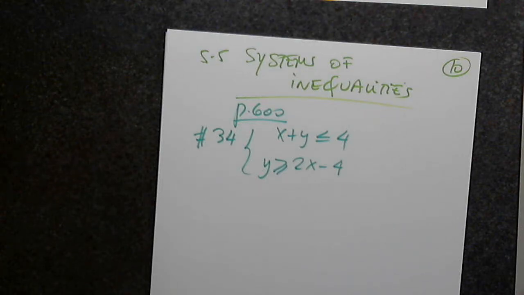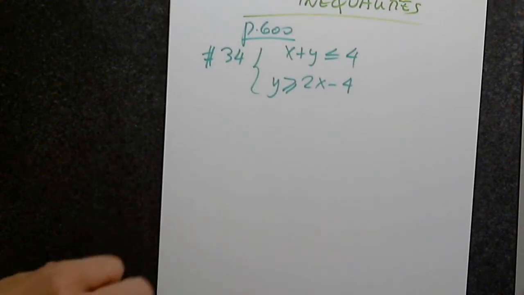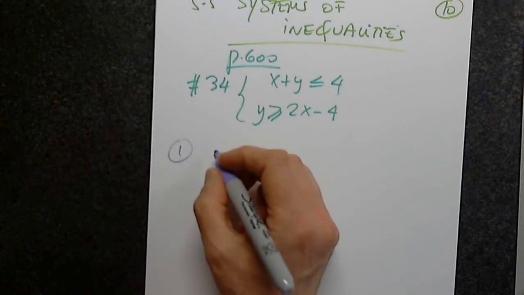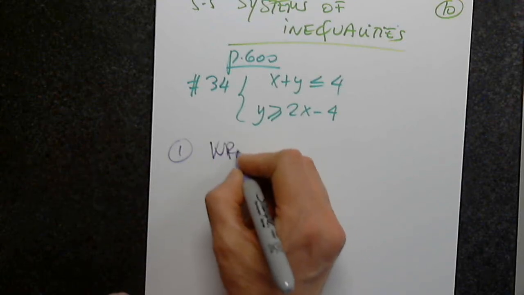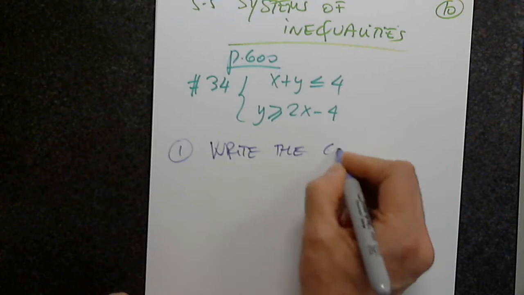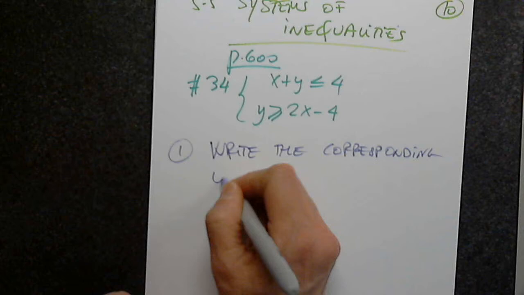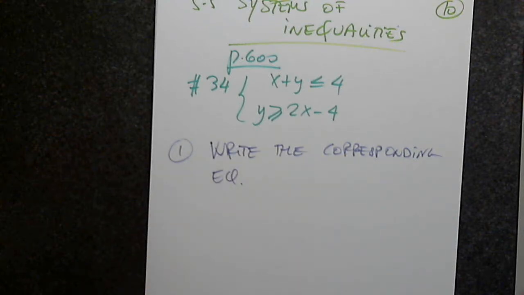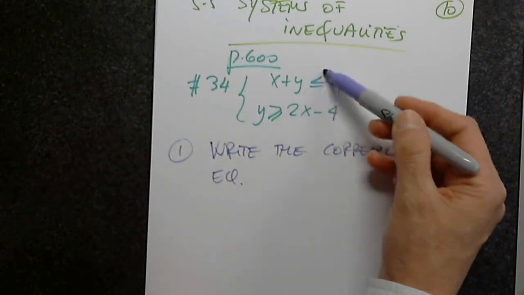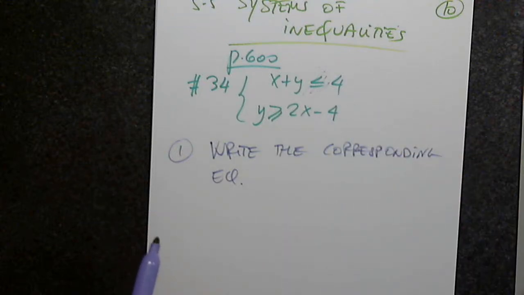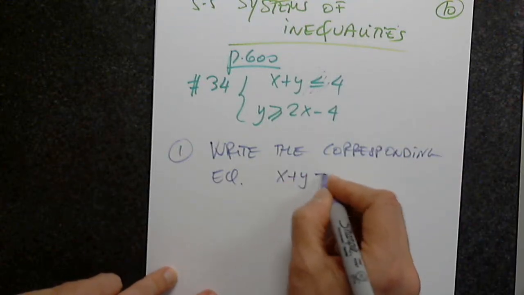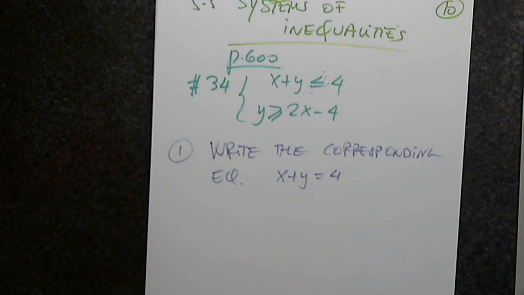So here are the steps for solving systems of inequalities. In step 1, write the corresponding equation. How do I know what the corresponding equation looks like? All I have to do is change this symbol into an equal sign. I cannot touch anything else or change anything else. In case you're wondering if I'm changing the inequality into an equation, the answer is no. I need this step though.